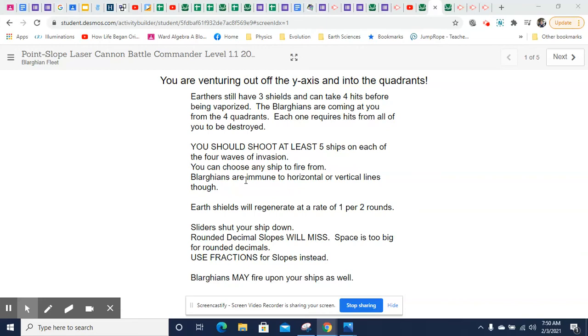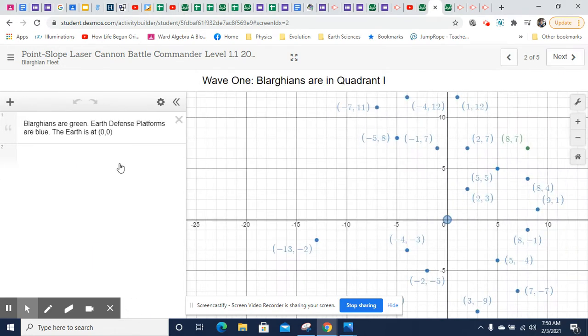Hey, this is Mr. Ward, and we are going to be talking about the point slope form laser cannon battle commander, which is from level 5B, as in boy. And what you're going to be doing is Earth ships have gone out off the quadrants, and so using the old slope intercept form isn't as convenient.